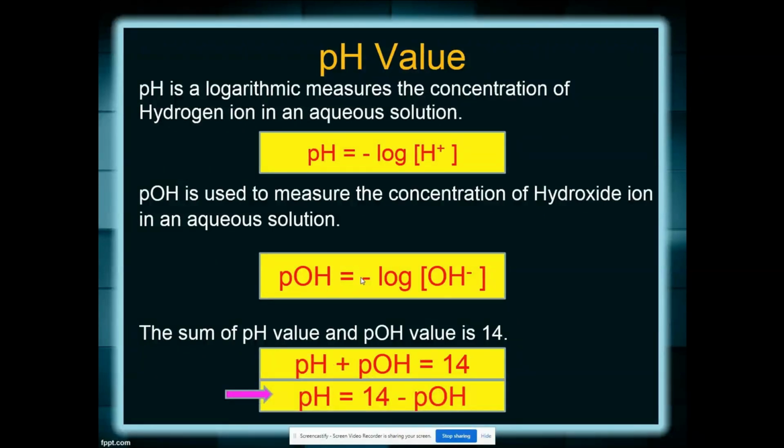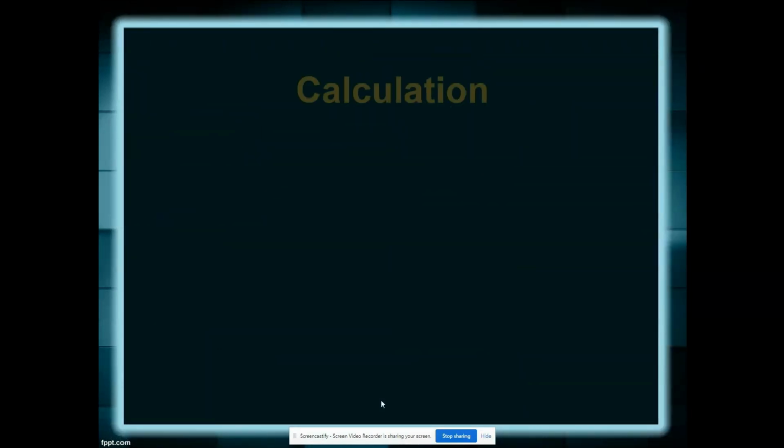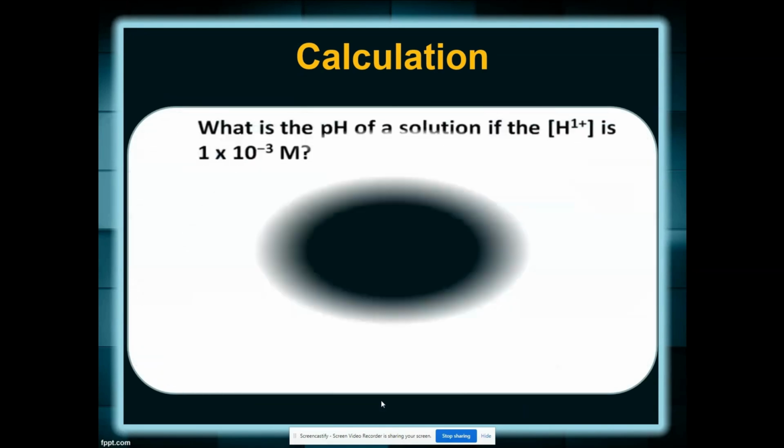Usually for any substance, we don't mention the pOH, we just mention the pH, which reflects the concentration of hydrogen ions in the solution. So to calculate the pH, we take 14 minus the pOH. Now let's look at the calculation of pH value.